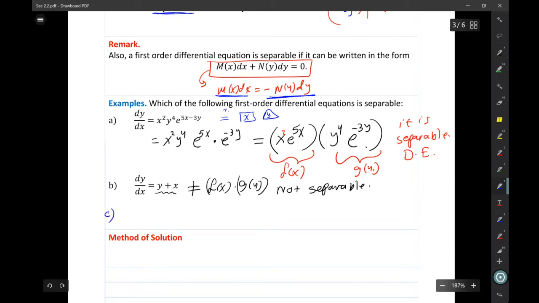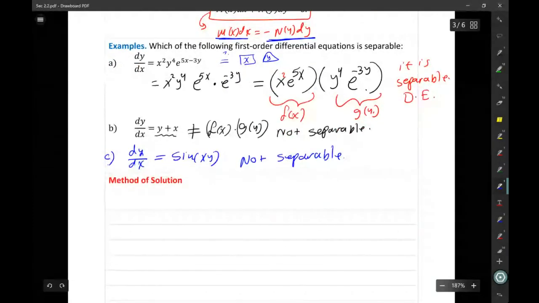Okay, let us take this example also. If I say dy by dx is equal sine of xy, x multiplied by y. Is it separable? It is not separable because you cannot separate the xy which is inside the sine. So this one also is not separable.